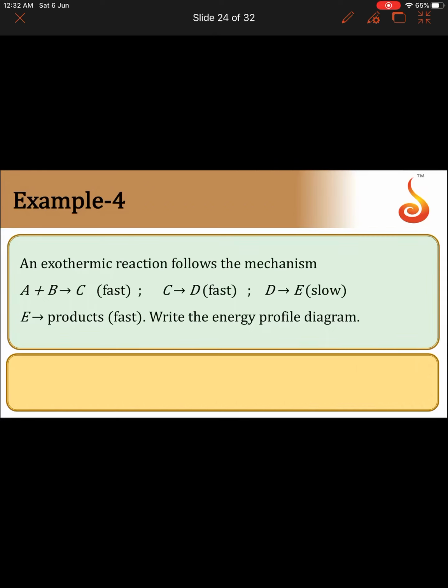An exothermic reaction follows the mechanism. This is the given mechanism. Write the energy profile diagram for this. First see the energy profile diagram for this.